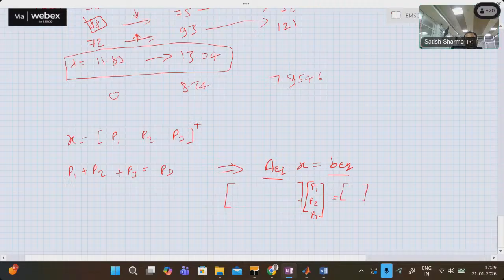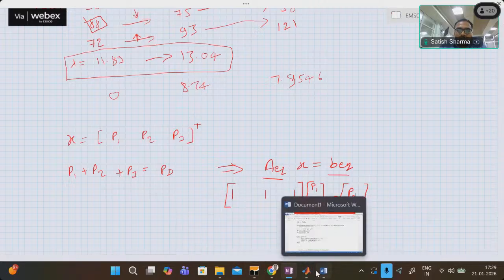So what should AEQ be multiplied with? AEQ will be one by one. You are right, Gaurav, same thing. Like Mr. Tripathi has said, to convert it into a matrix, I have to put 1 1 1 here and PD here. Correct? Yeah, so this is what I'm going to do.